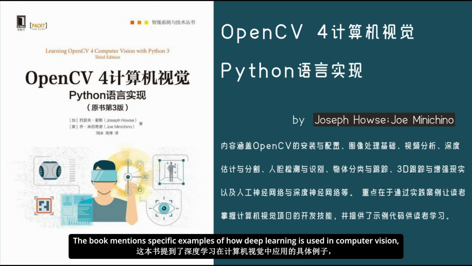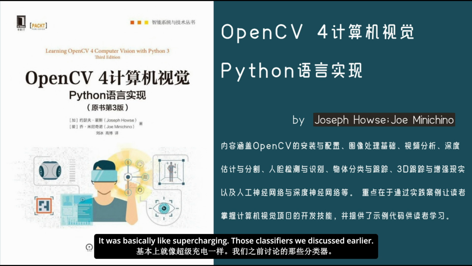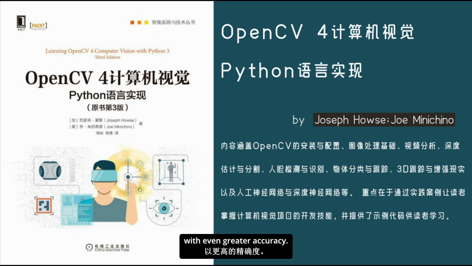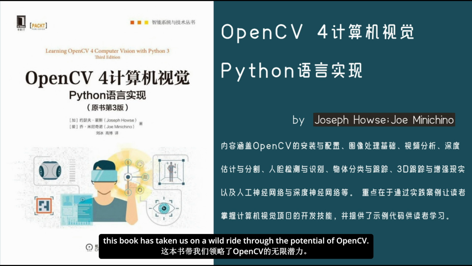The book mentions specific examples of how deep learning is used in computer vision, like image classification and object recognition. It was basically like supercharging those classifiers we discussed earlier. Right. Deep learning gives them the ability to recognize an even wider range of objects with even greater accuracy. So from manipulating simple images to this incredible world of deep learning, this book has taken us on a wild ride through the potential of OpenCV.